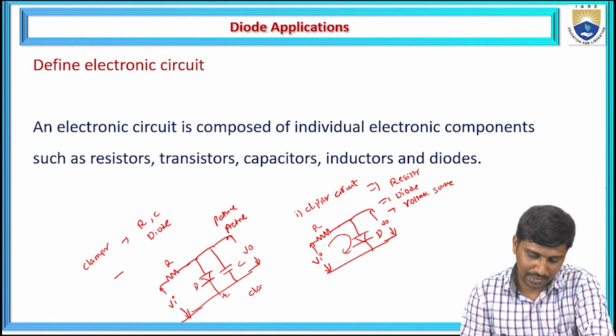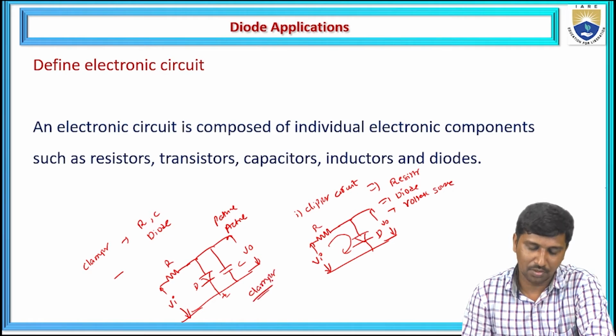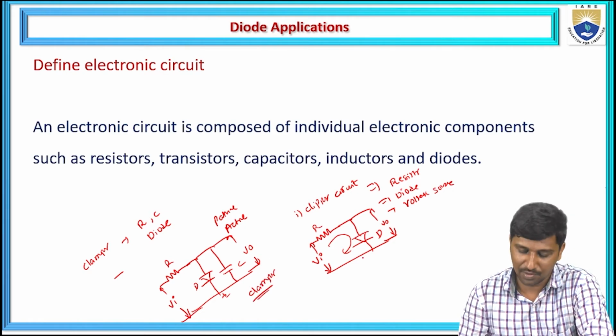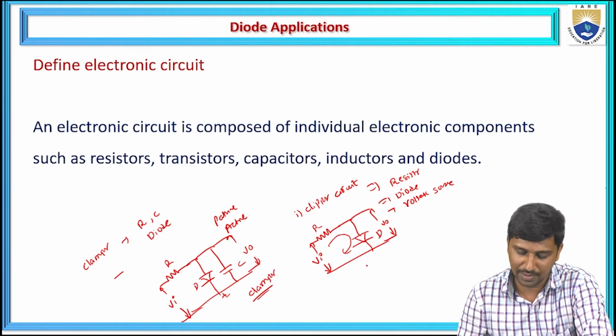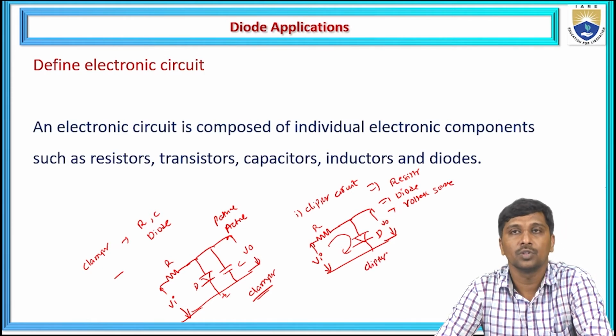So this is an example of one electronic circuit. The application is a clamper. And this is another electronic circuit. The application is a clipper. So both of these types of circuits belong to electronic circuits.